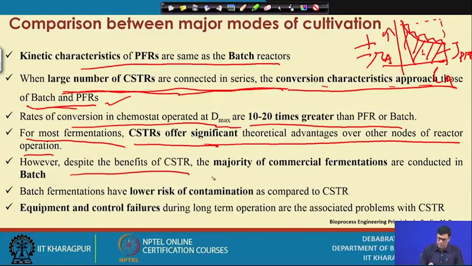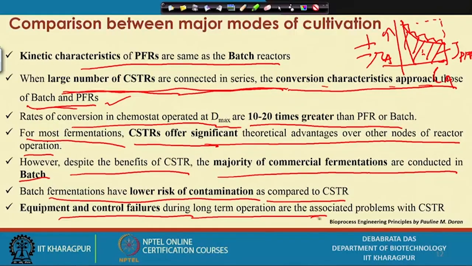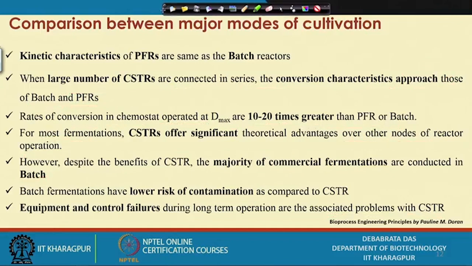However, despite the benefits of the CSTR, the majority of commercial fermentation is conducted in batch mode, because a continuous process requires some skill of operation, and batch fermentation has a lower risk of contamination compared to the CSTR. As we already pointed out, when you operate a CSTR for a long time, there will be some contamination problem, whereas in a batch system the contamination problem is comparatively very small. Equipment and control failure during long term operation are also problems with the CSTR, basically the instrumental controls. If any instrumentation failure occurs, the process is going to suffer.